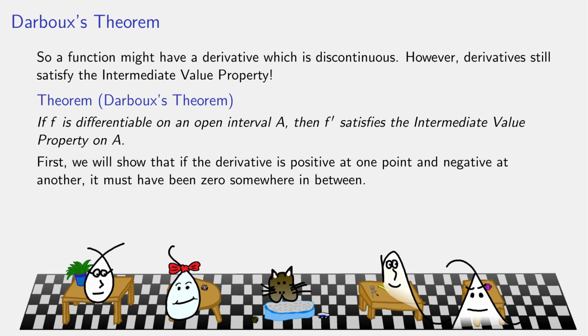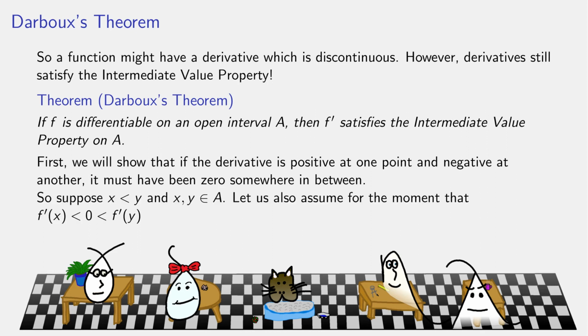First, what we'll do is show that if the derivative is positive at one point and negative at another, it must be zero somewhere in between. So suppose now that x and y are two points in A, and x is less than y, x is just the left one. Also, let's assume for the moment that f prime of x on the left is negative and f prime of y at the right is positive. We just need to find some point in between where the derivative is zero for this partial step.